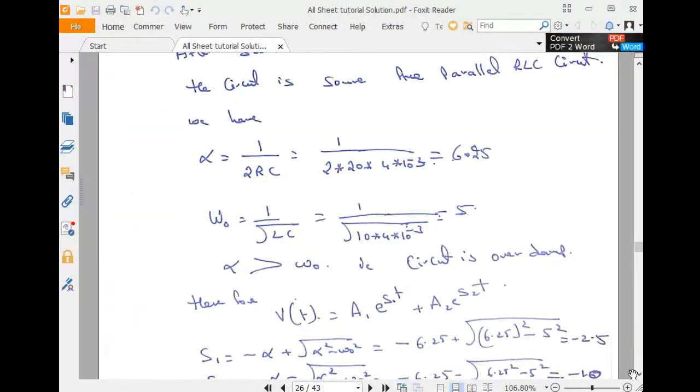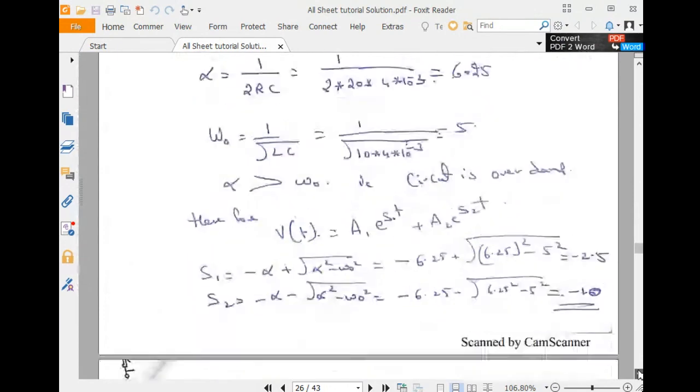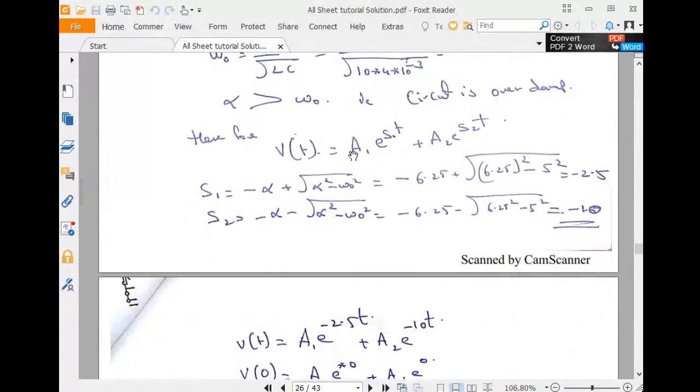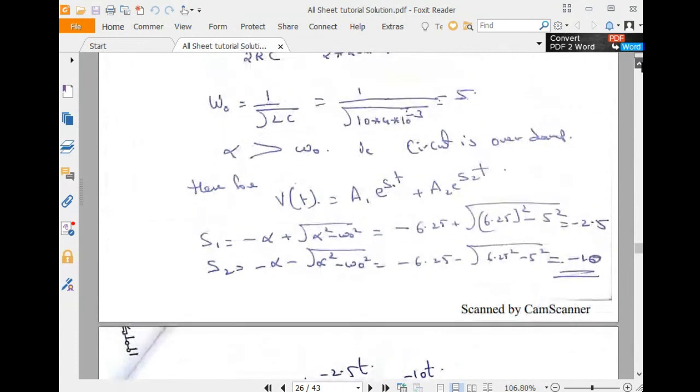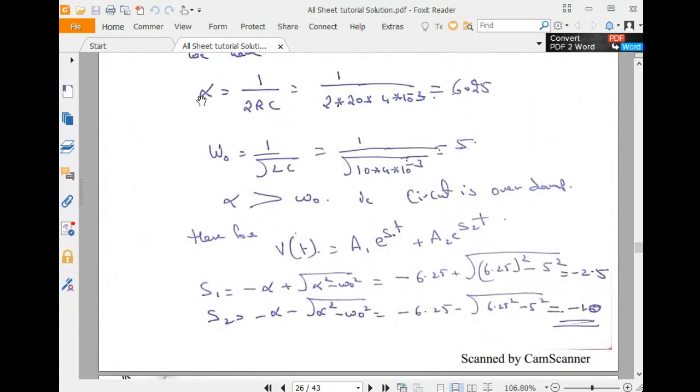Okay. Then you have the formula for V of t. V of t equal to this formula. Same formula as in series RLC. Here also the same formula. But the values of alpha and omega naught are different. For series it is different. And the standard formula for voltage is the same.